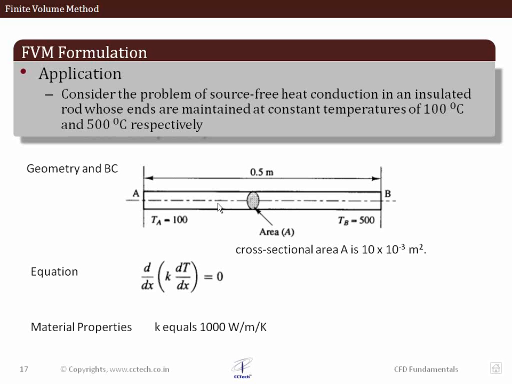So when we try to put in some numbers, let's say I put one end of the rod at a temperature of 100 degrees Celsius, and on the other side I have 500 degrees Celsius. So these are the boundary conditions, unique values, the Dirichlet boundary condition as I mentioned earlier. We have a cross-sectional area which has been provided, and we have the conduction coefficient also being defined.